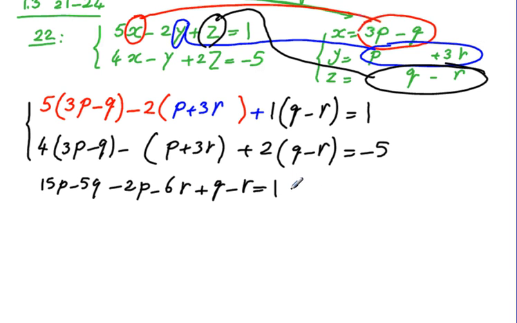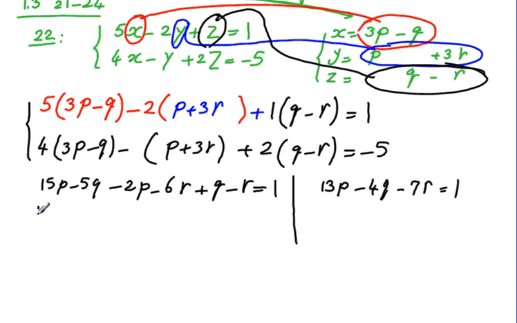Let me squeeze as much as I can here. So I got 15p minus 2p, so that is 13p. Then let's deal with the q's: minus 5q plus q is minus 4q. Let's deal with the r's. How many r's do I get? I'm writing it in the same order they were ordered here. So minus 7r is equal to 1.